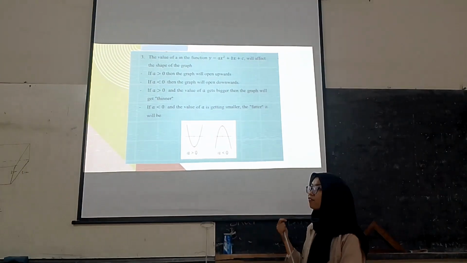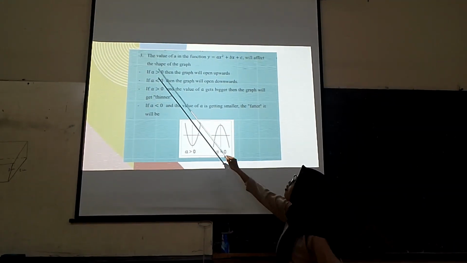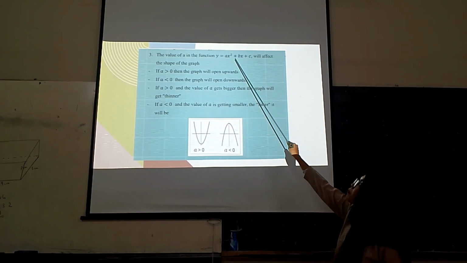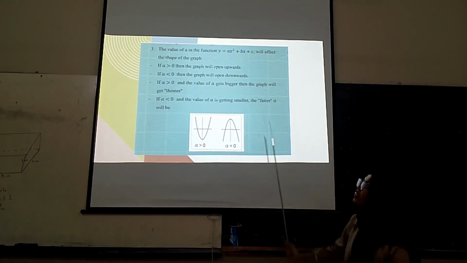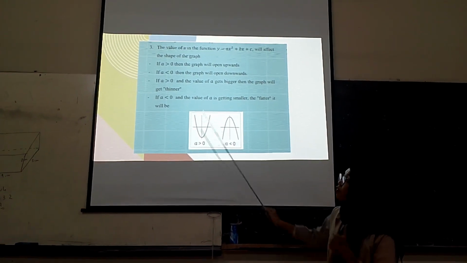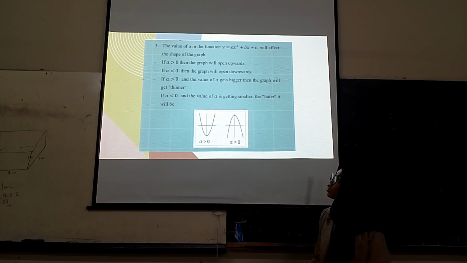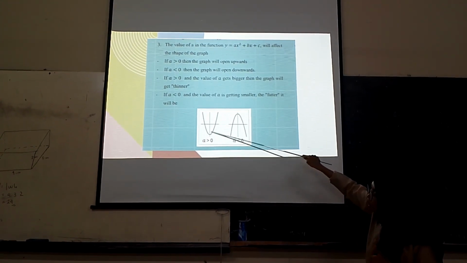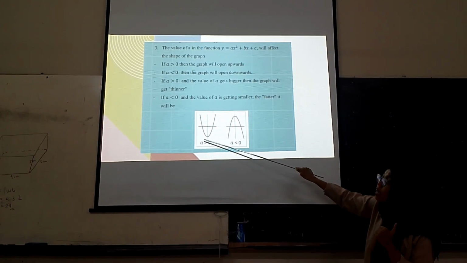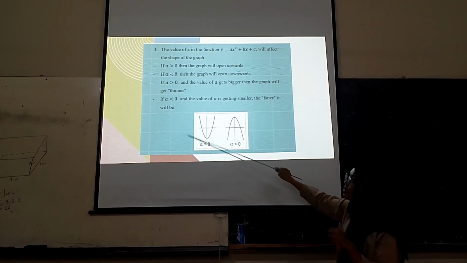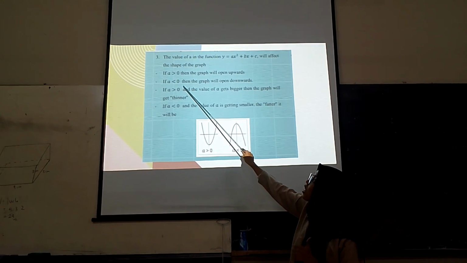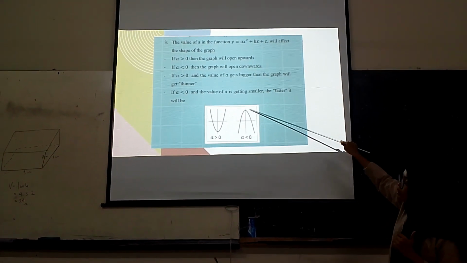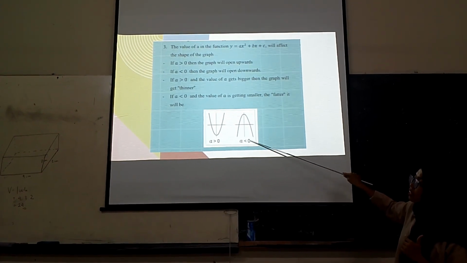So, we can conclude from today's lesson that the value of a in the function y equals ax squared plus bx plus c will affect the shape of the graph. First, if a is more than 0, then the graph will open upward. The graph will open upward if a is more than 0. And then, second, if a is less than 0, then the graph will open downwards. The graph will open downwards if a is less than 0.